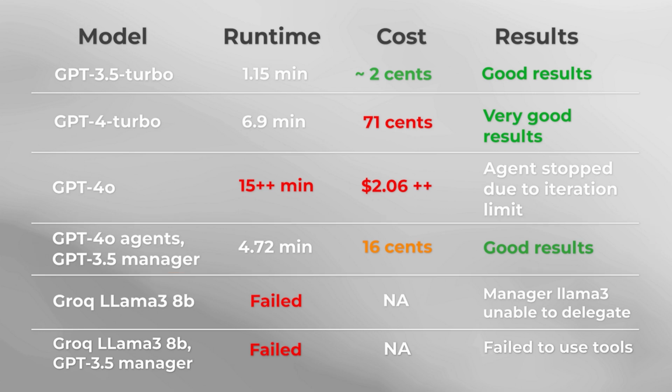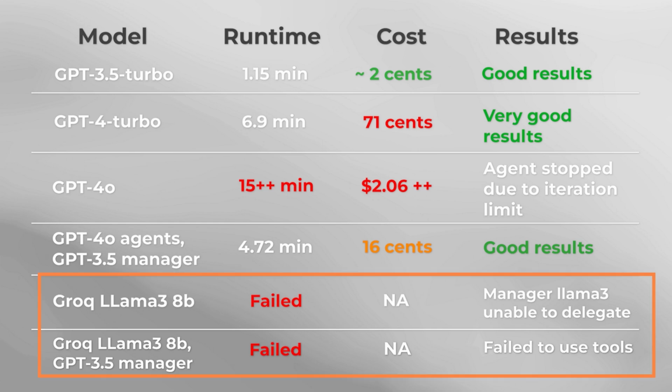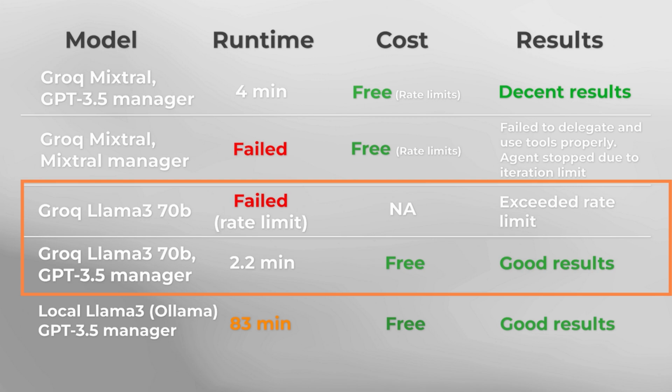I really liked using Groq. It was easy to use and much faster than running an open source LLM on your own machine. However, there are rate limits, so you would then have to see what works for you. The 8 billion parameter version of Meta's Llama 3 was a failure across the board. As a manager, it didn't know what to do, and the agents also had no clue how to use the proper tools. The 70 billion parameter version of Llama 3 performed much better, probably on par with GPT 3.5.